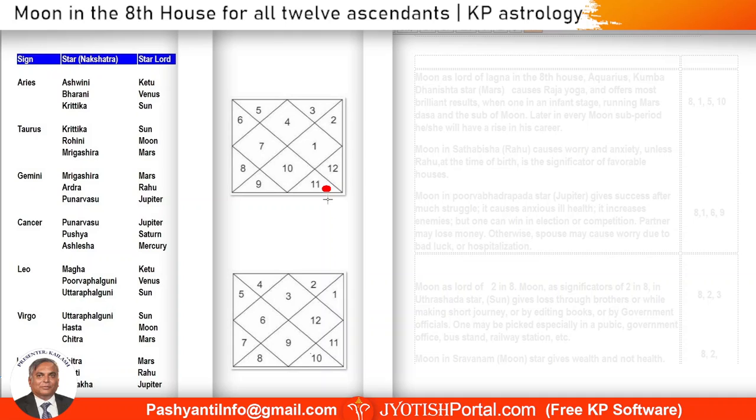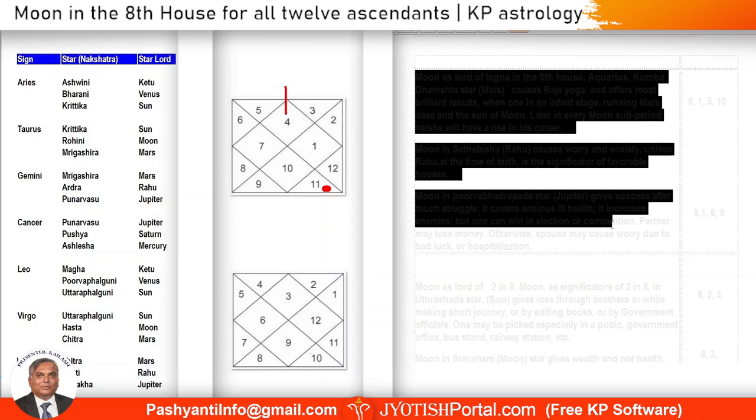And obviously, when the moon's position is in the 8th house, the number will change when the ascendant changes. So first we'll start with the Cancer ascendant, and we're just going to focus on the Cancer ascendant, and then focus on the moon in the 8th house. Now let me highlight the result.